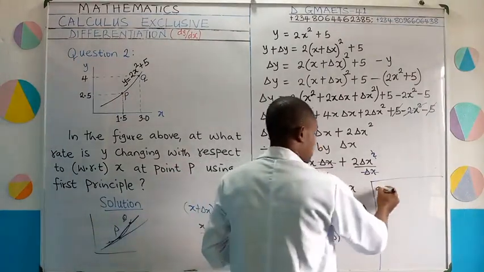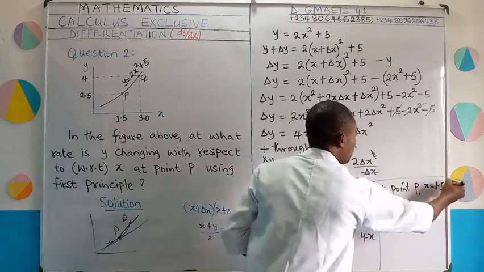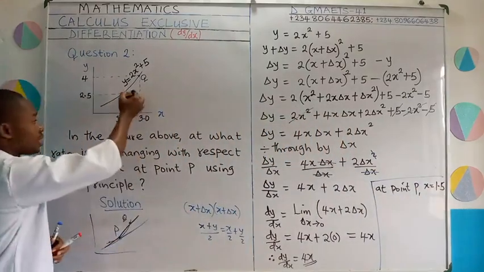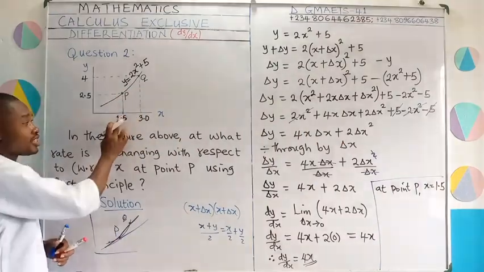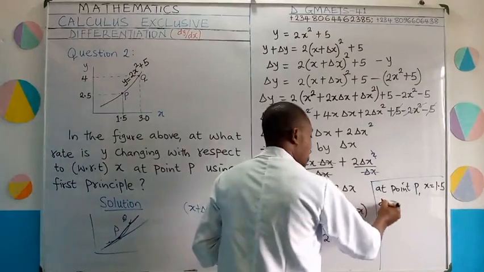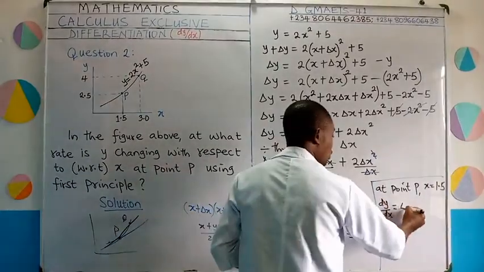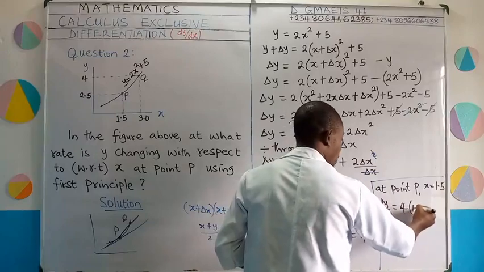At point P, x is equal to 1.5. You can see that clearly. Look at that. X is equal to what? 1.5. So, the rate at which y changes with respect to x, which is dy/dx, will now be equal to 4(1.5).